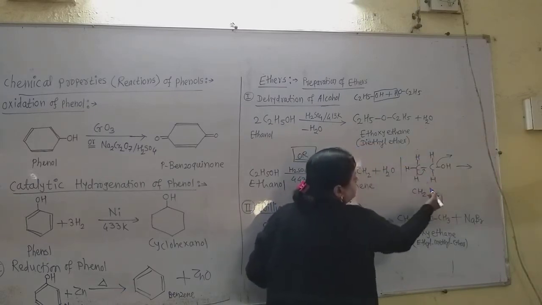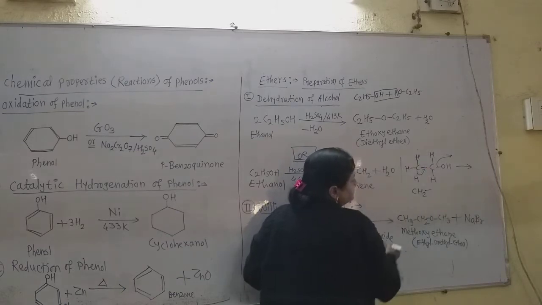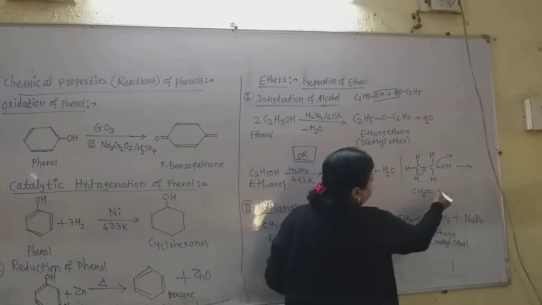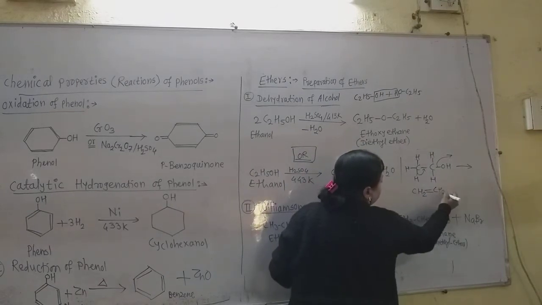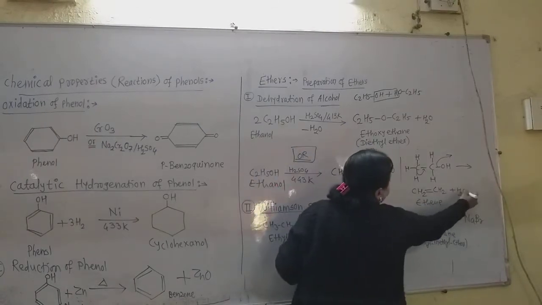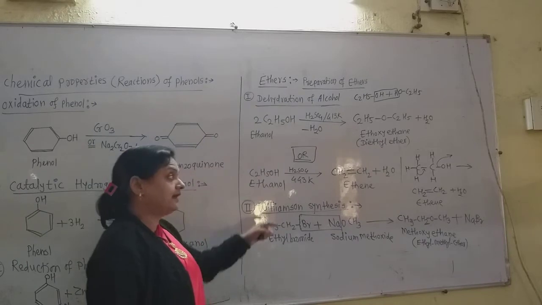Now this OH and this hydrogen form the water molecule, and there is formation of this CH2, this CH2. Yes, this bond is already present. Now this hydrogen gives here a bond, so it becomes a double bond, and again the CH2. Now this is the ethene, that is the alkene, and the byproduct water is formed in this way. Now this is the reaction at higher temperature.